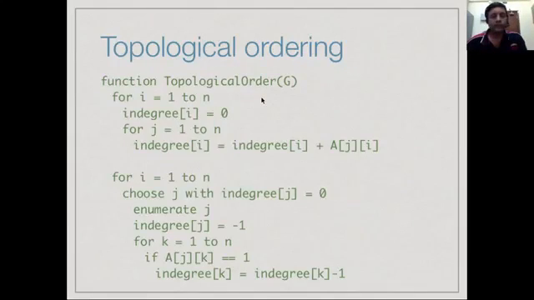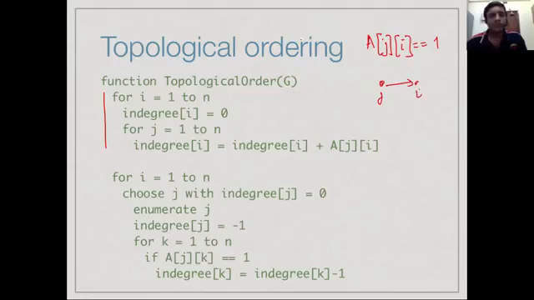So let's look at some pseudocode for the algorithm which we just executed by hand. So in this particular algorithm, we first start by computing the in degree. So in order to compute the in degree, for a vertex i, we need to find out how many j satisfy the property that A[j][i] is equal to 1, because this corresponds to an edge from j to i.